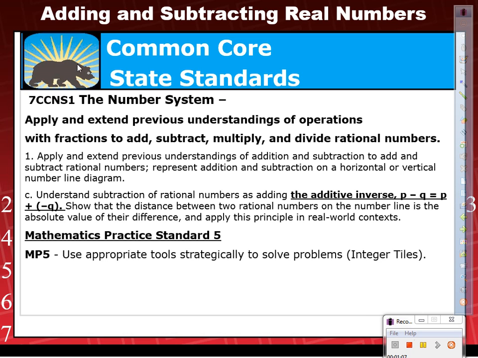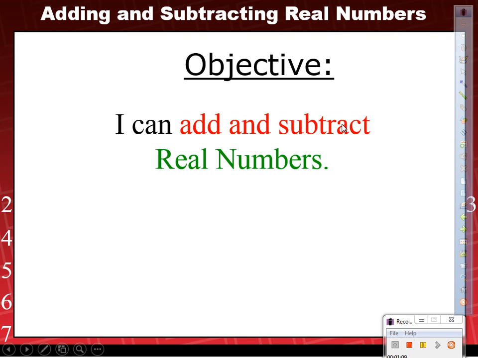So, our objective for today, I can add and subtract real numbers. Let's read it together. 1, 2, 3. I can add and subtract real numbers. Read it again one more time. 1, 2, 3. I can add and subtract real numbers.